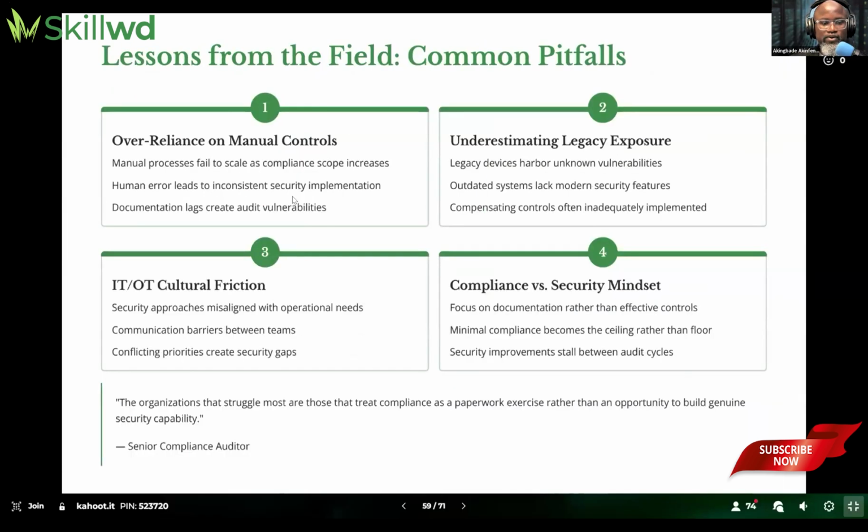Lessons from the field, common pitfalls: over-reliance on manual control. Let's try and run from that. Underestimating legacy exposure, that's a big one. IT-OT culture friction, big one. Compliance versus security mindset, so that's also a big one in general. Those are the big ones.